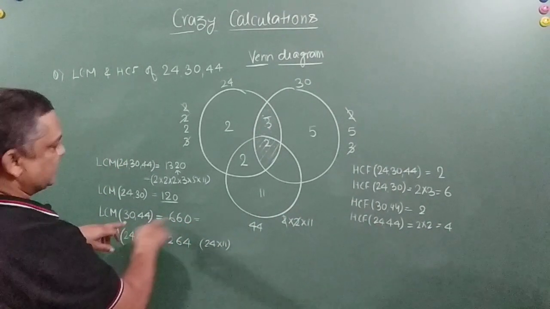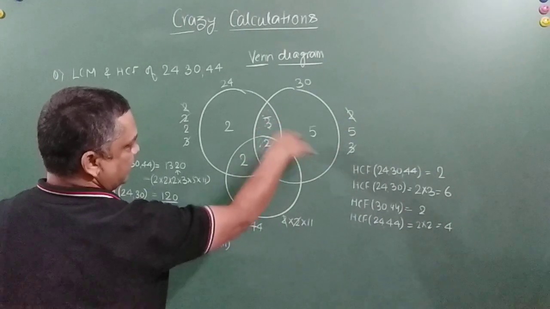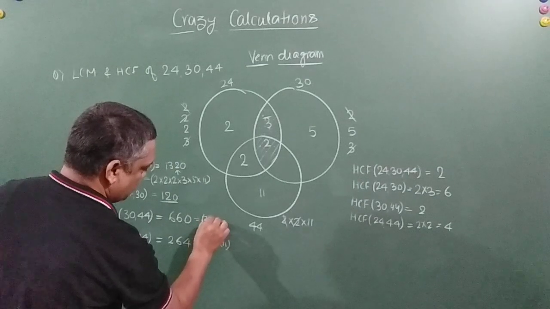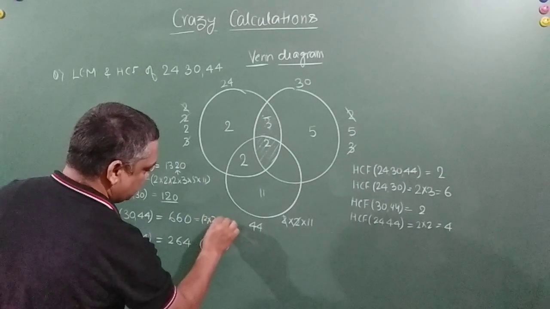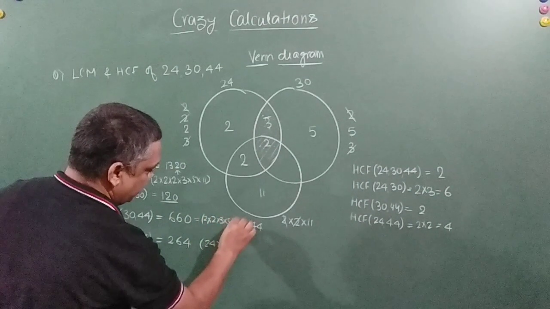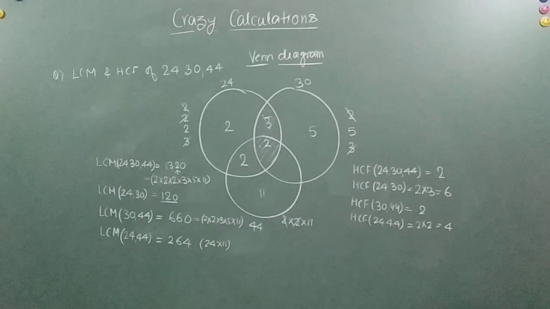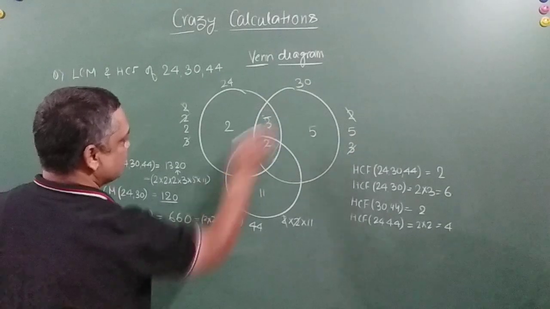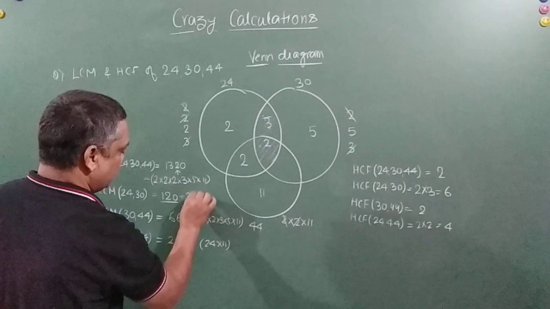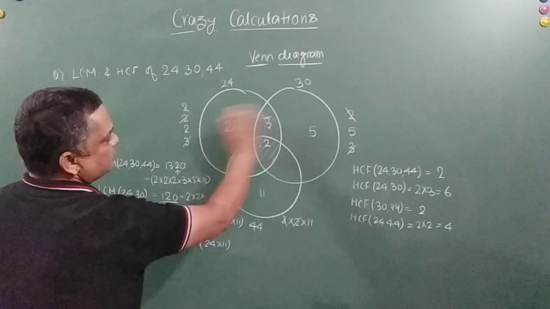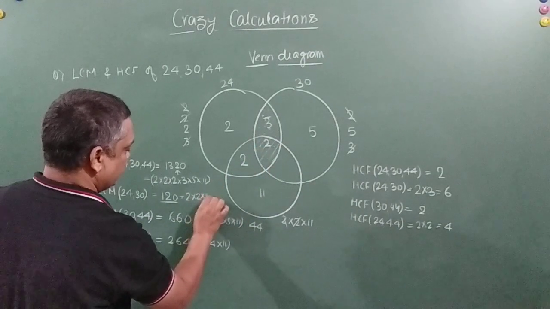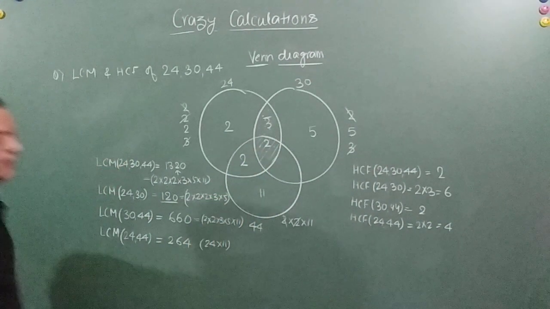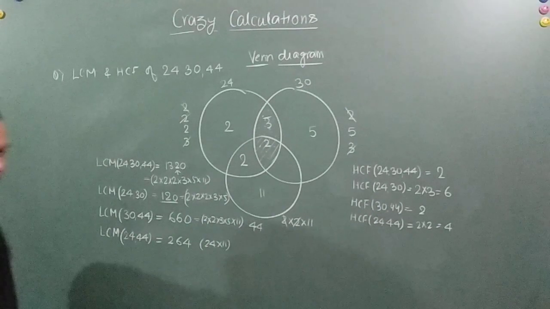So 660, which one? 30 and 44, I write. So 2 into 2 into 3 into 5 into 11. This is 660. Right? And this 24 and 30, this also I write. Why should I leave this? So it is 2 into 2 into 2 into 3 into 5. Right? Okay. So you have seen this.